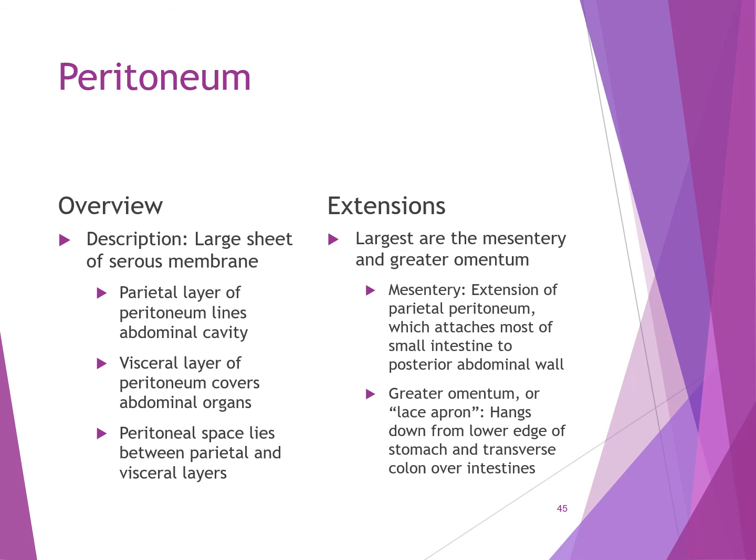So there are some extensions to the peritoneum. One we already talked about, the mesentery. The mesentery is an extension of the parietal peritoneum, and it attaches to most of the small intestine, and it has the lymphatics, the vasculature, and the nerves that innervate the small bowel. There's also the greater omentum, and we kind of refer to this as a fatty curtain, and this curtain hangs down from the lower edge of the stomach and the transverse large intestine, and it serves as kind of this blanket over the intestines.